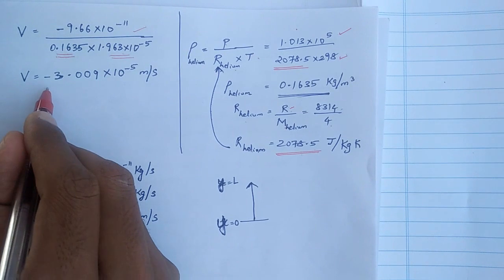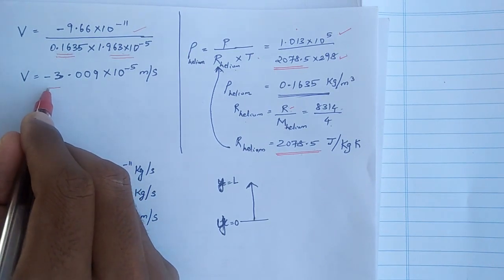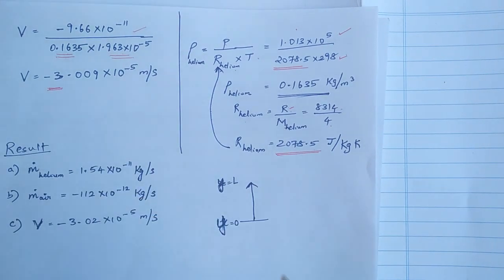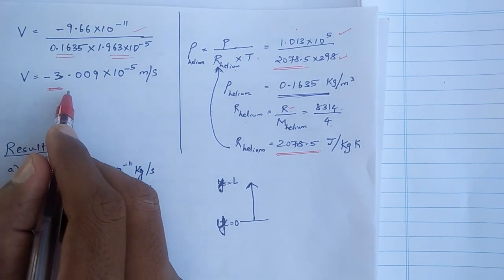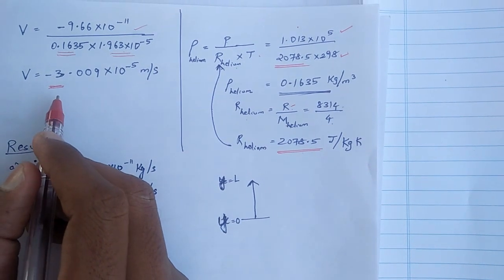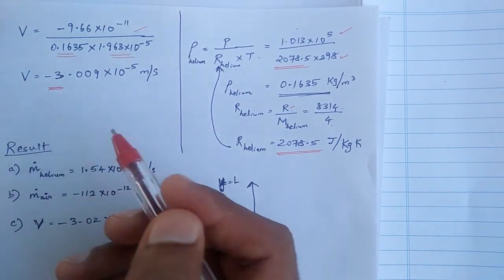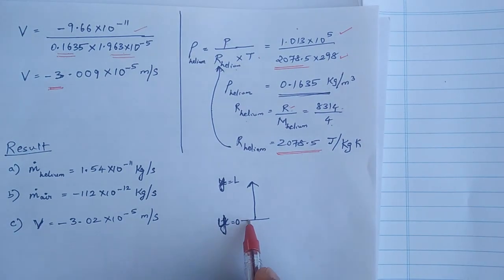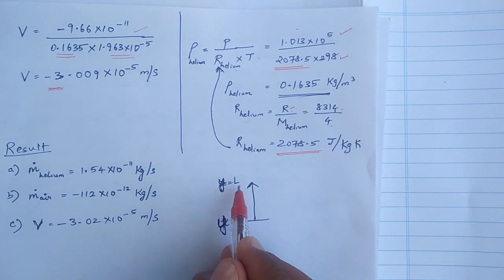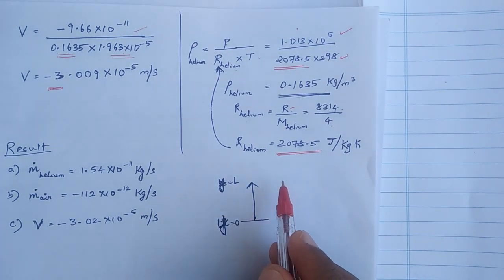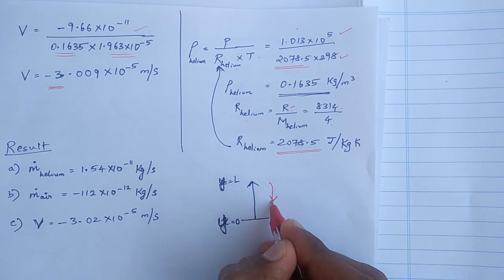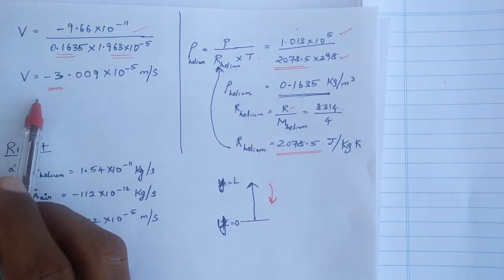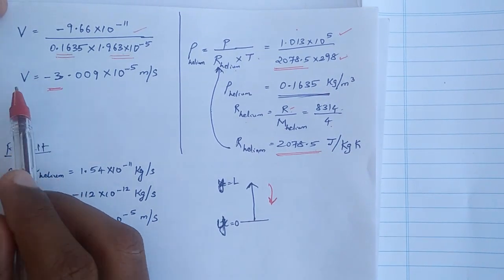So we are having the velocity in negative sign. What it means is the velocity is in the opposite direction. We have taken y is equal to 0 at this point and y is equal to L in the upward direction. So negative direction means the velocity will be in this direction. For that you are having a negative sign.